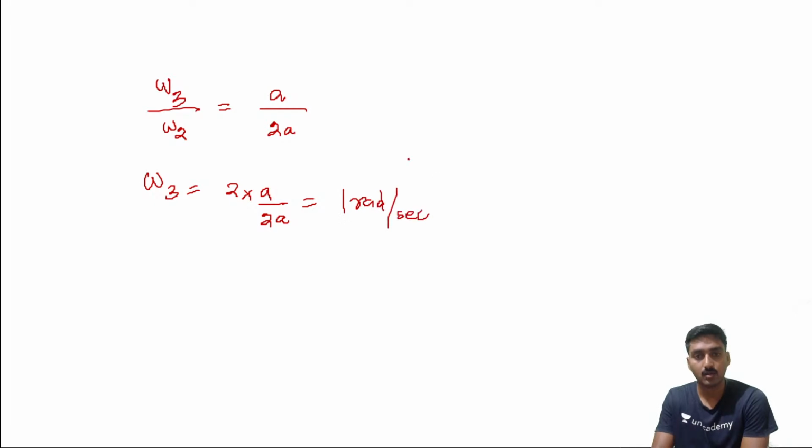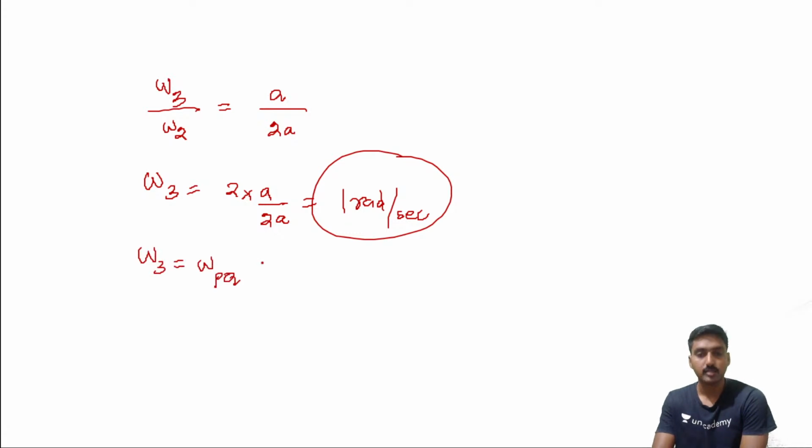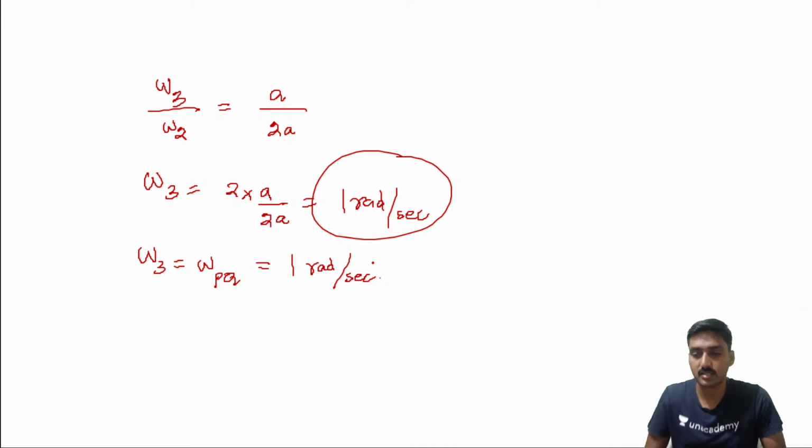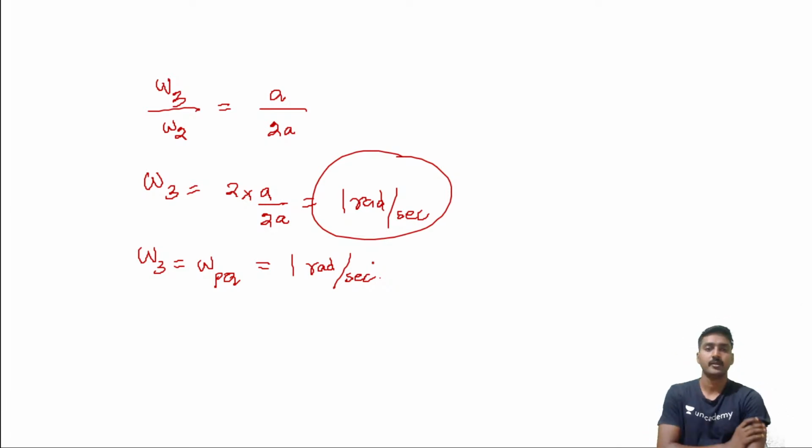Now the angular velocity of the coupler, that is omega 3, is equal to omega PQ. The angular velocity of the coupler is equal to 1 radian per second. 1 radian per second is the right solution. Is it okay now? Yes or no?